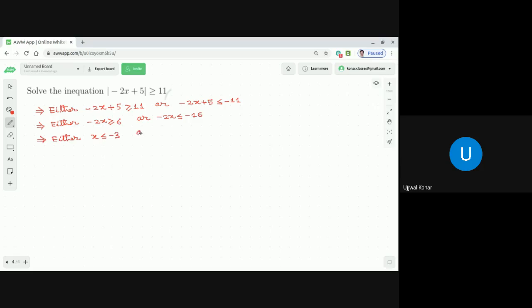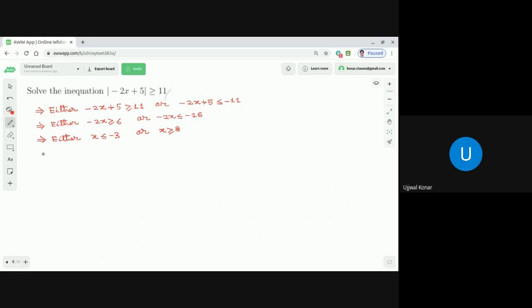I think here you made a little mistake. You didn't change the sign of the inequality, I hope. And if you divide both sides of the inequality by minus 2 for the second one, it becomes x is less than or equal to 8. So now it is either of these.